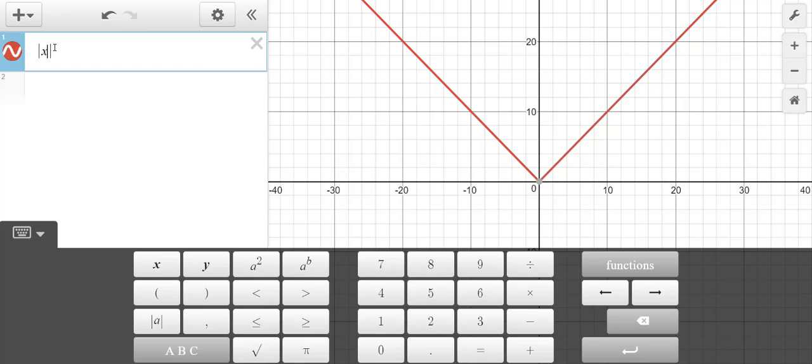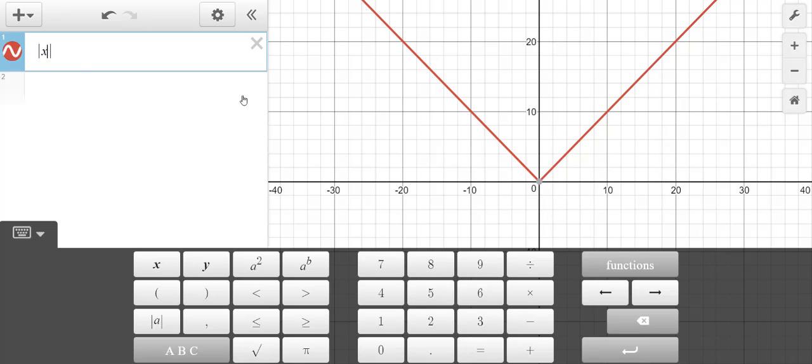Which way will that shift it? You might think, if I'm putting in plus 2, that means it's going to shift it to the positive direction, to the right. And that's actually the opposite of what will happen. So currently, we get the cusp of the absolute value when the input to the function is 0. The absolute value of 0 gives us 0 back.